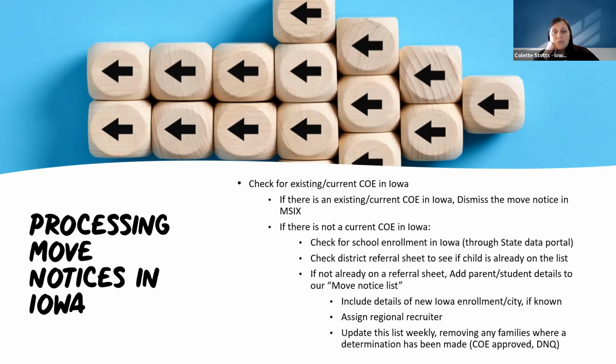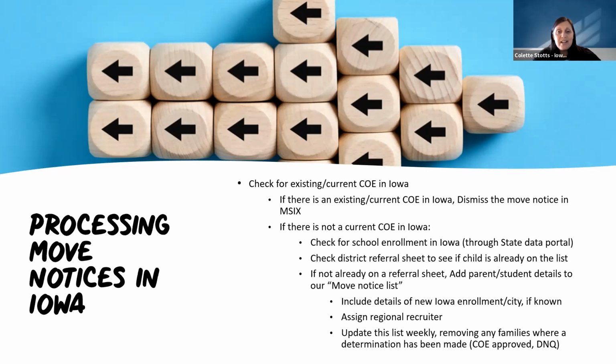If we don't have a COE completed in Iowa, the first step that I would take is I check for a school enrollment through our state data portal. In Iowa, we're fortunate to have access to a database where information is entered by each local school district when they enroll a new student. And so we can check by student name or birth date to see what enrollments we have for that child in Iowa. And so that can help us determine the region or area of the state where a student is if they're in Iowa already. So if the student does show an enrollment, I note that information.